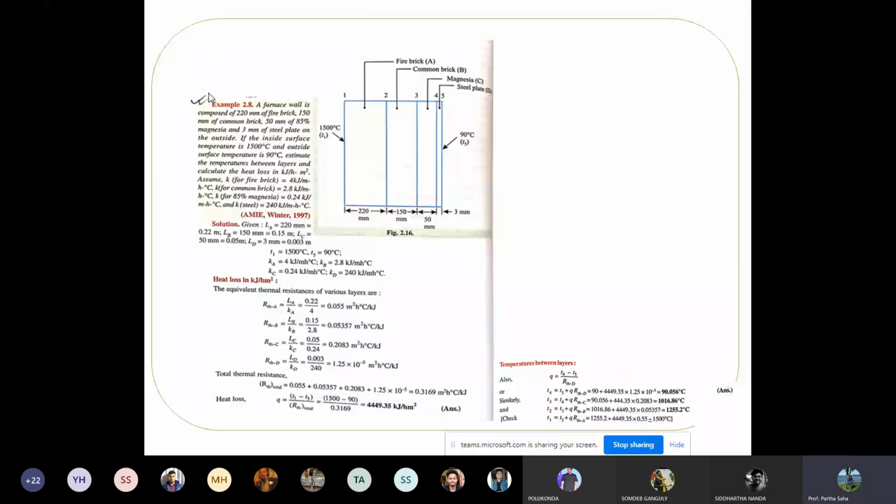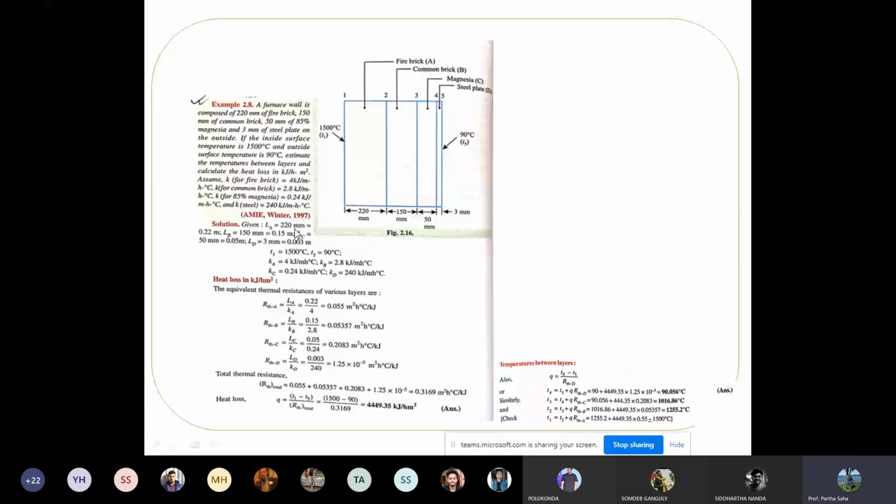Okay. Assume K for fire bricks is given as 4 watt per meter C. Common brick is given as 2.8 kilojoule per meter hour C. For 85% magnesia the thermal conductivity is given as 0.24 kilojoule per meter hour C. And for steel it is given as 240 kilojoule per meter hour C. So for each layer, fire brick, common brick, magnesia, and steel plate, thicknesses are given, right?